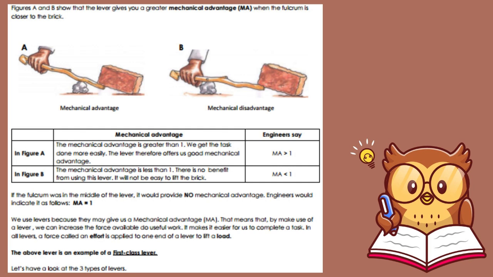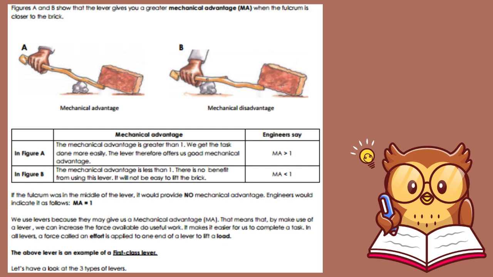MA greater than 1. In Figure B, the mechanical advantage is less than 1. There is no benefit from using this lever. It will not be easy to lift the brick. MA less than 1. If the fulcrum was in the middle of the lever, it would provide no mechanical advantage. Engineers would indicate this as follows: MA equals 1.